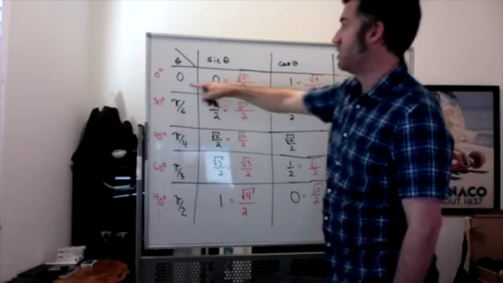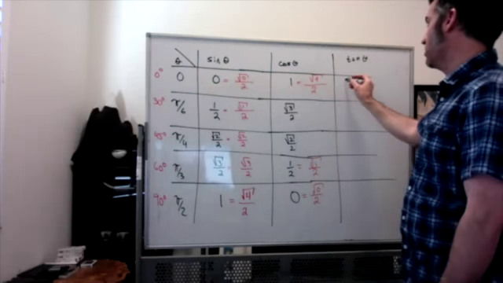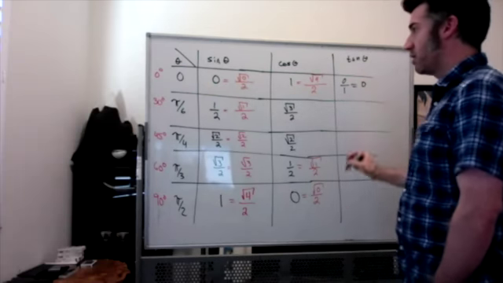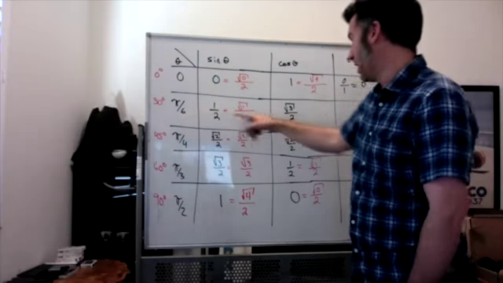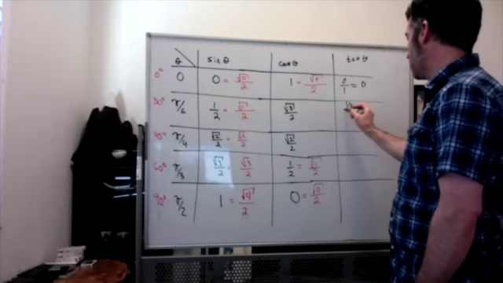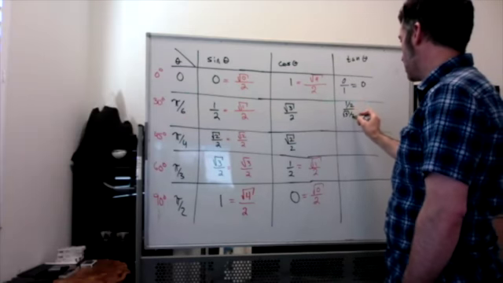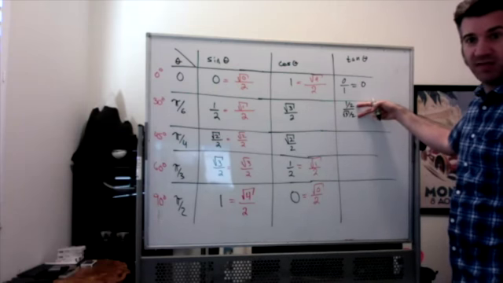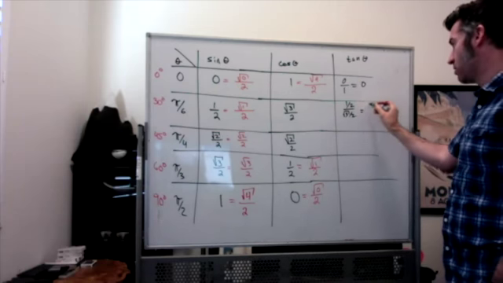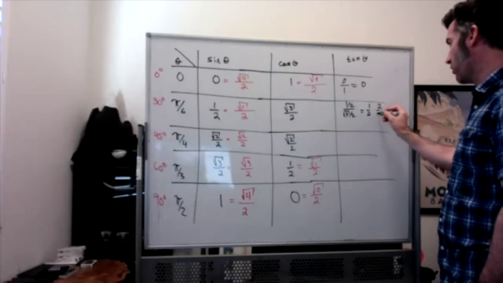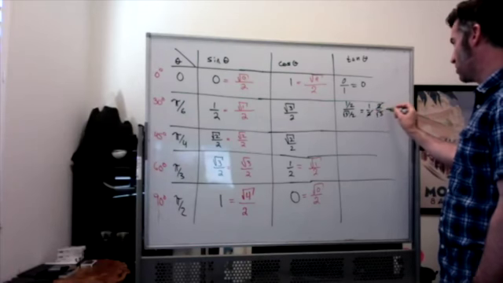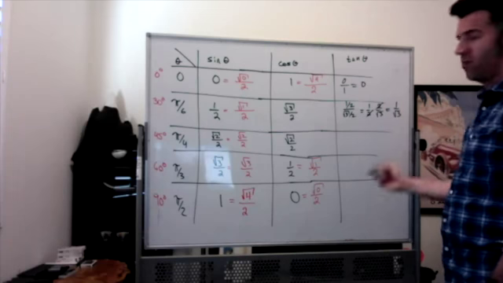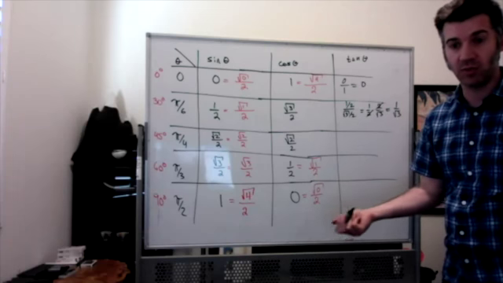So tangent of 0 is 0 divided by 1, which is 0. Tangent of pi over 6 is 1/2 divided by root 3 over 2. Now the nice thing about this is when you have fractions divided together, if they have the same denominator, they cancel. This is really 1/2 times 2 over root 3. The 2's cancel, you get 1 over root 3, which we usually rationalize as root 3 over 3.